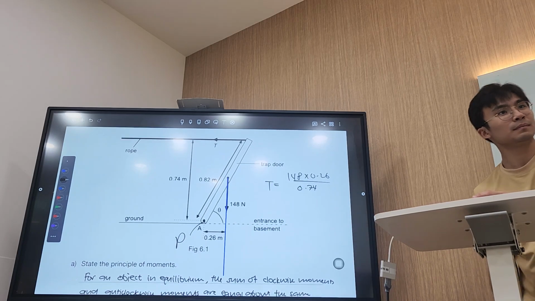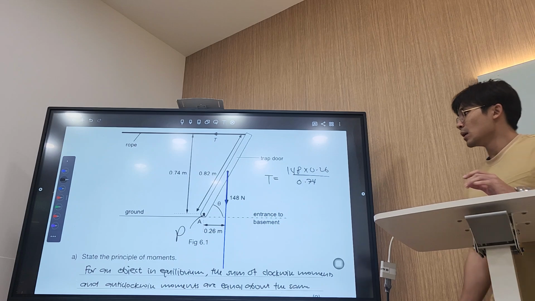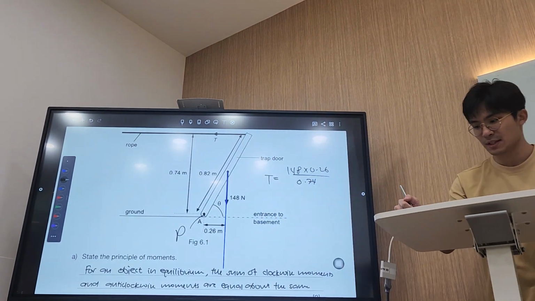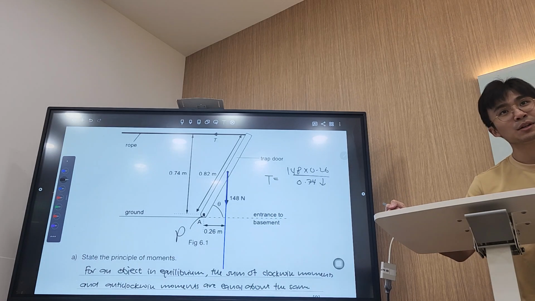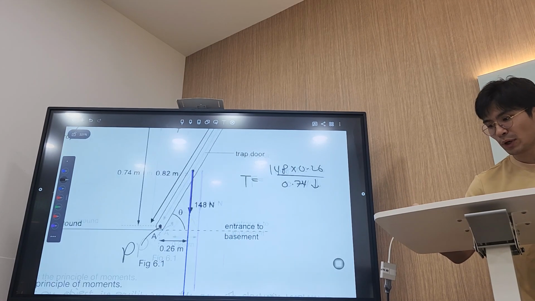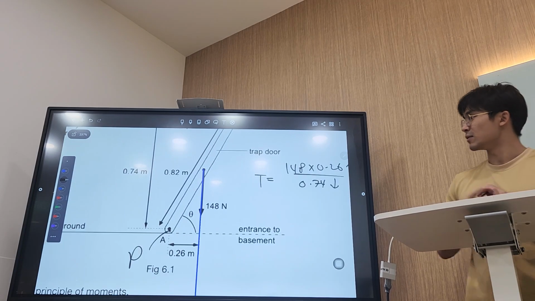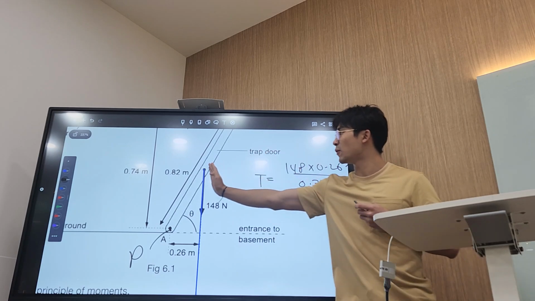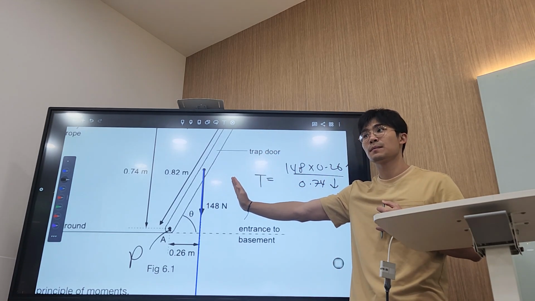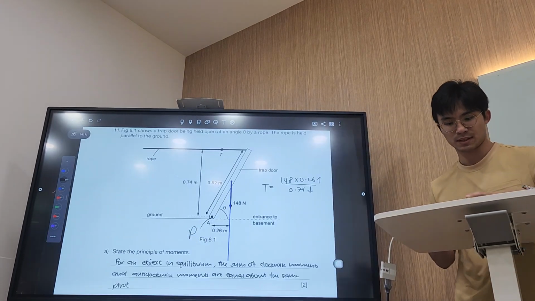However, when this goes down, yes, 0.74 decreases. But that's not the only effect. Another effect is your 0.26 increases. Can you see? If this door is stretched a little bit more, your 140 shifts this way. But the 140 is still 140, so the perpendicular distance here increases, down here decreases. Tension will increase.